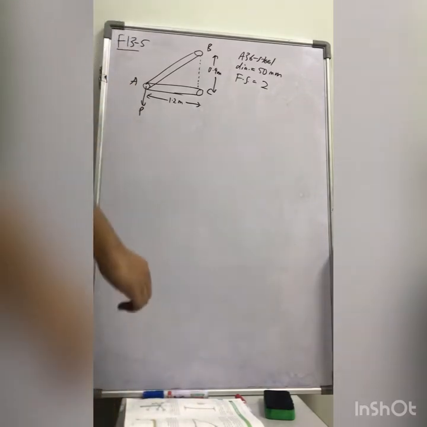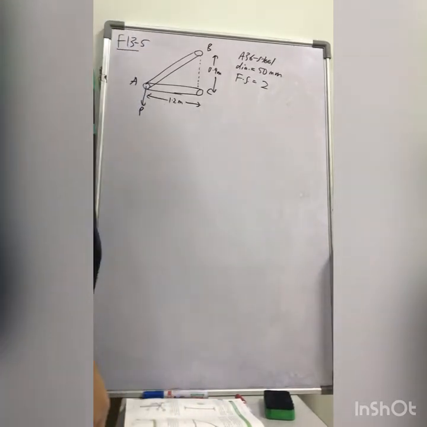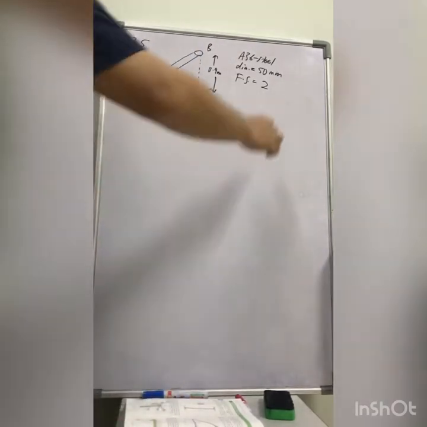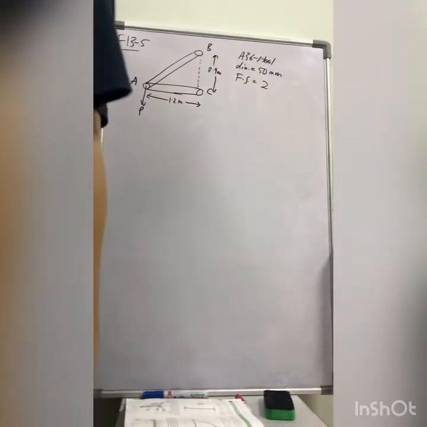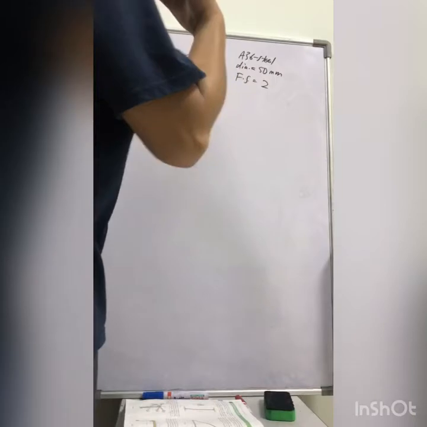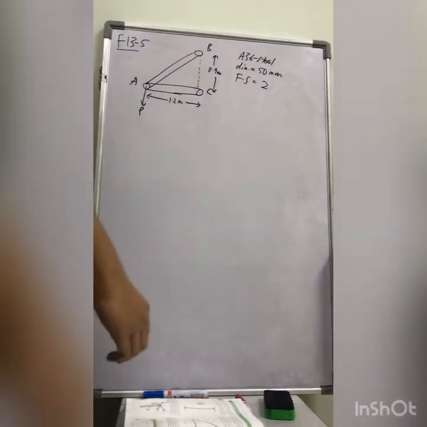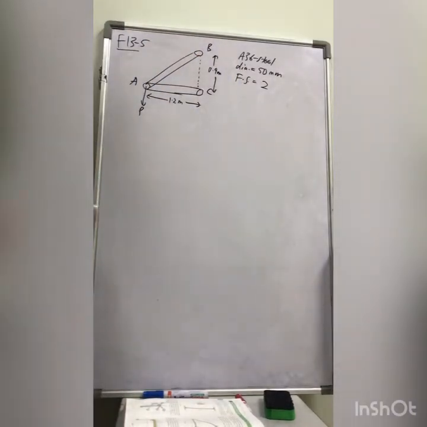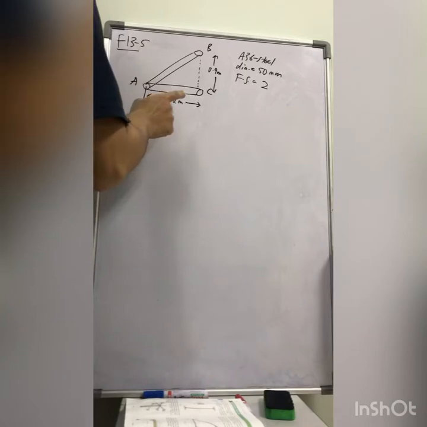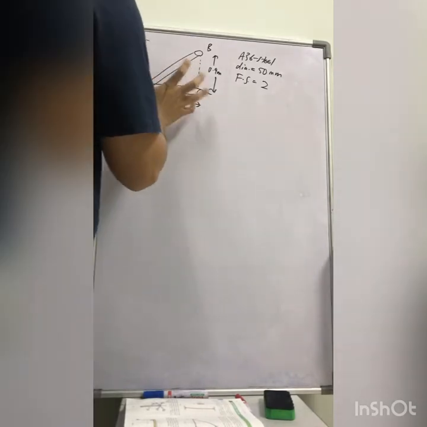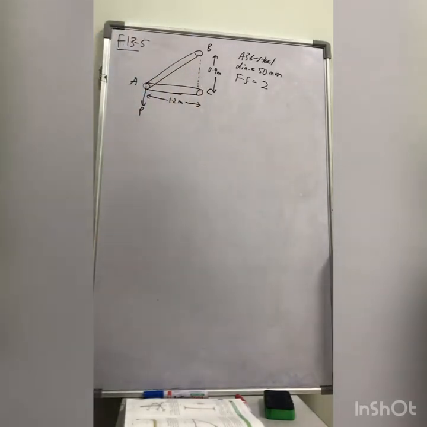Alright, and these members are made from A36 steel, and the diameter is 50 millimeter, and the question asks you to use a factor of safety of 2 against buckling. So the question asks you to find the maximum P that can be supported by the assembly without causing AC to buckle.